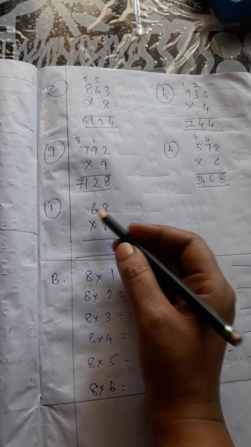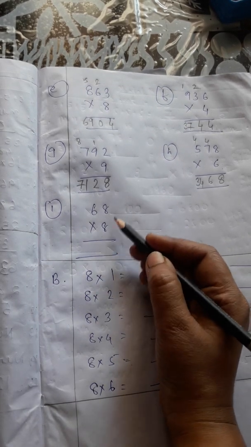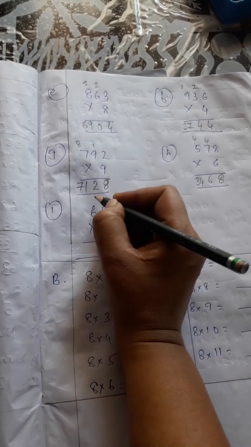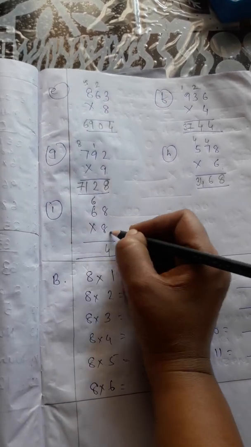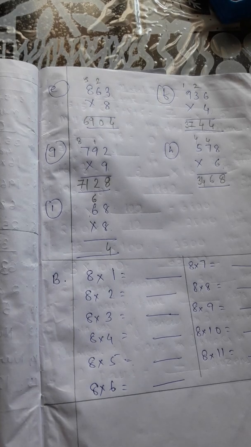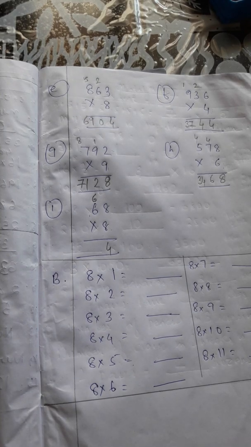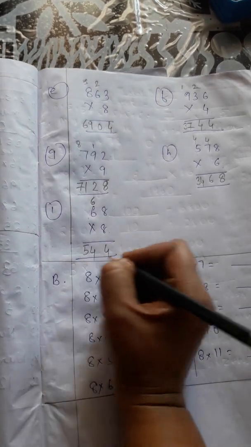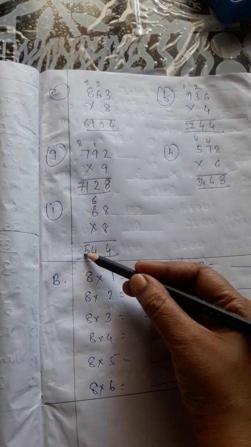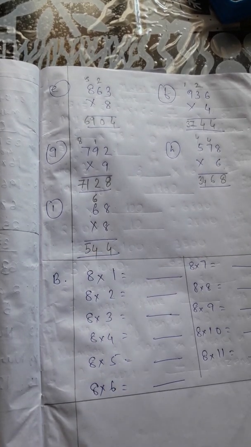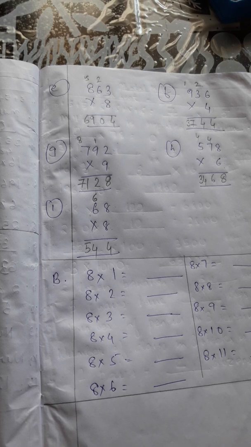Next, 68 into 8. 8 8s is 64. 8 6s is 48. 48 plus 6 is 54. So 544 is the answer.